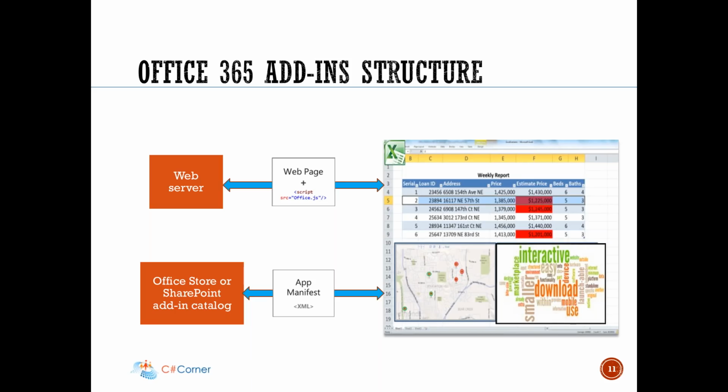So the manifest tells the Office products where to launch the web app, or what the name is, and everything. So you publish that manifest into the Office store if you are publishing for the public or for monetization purposes, or if you are publishing for your own use, then you can store it in your SharePoint add-in catalog, or on a network drive as well.